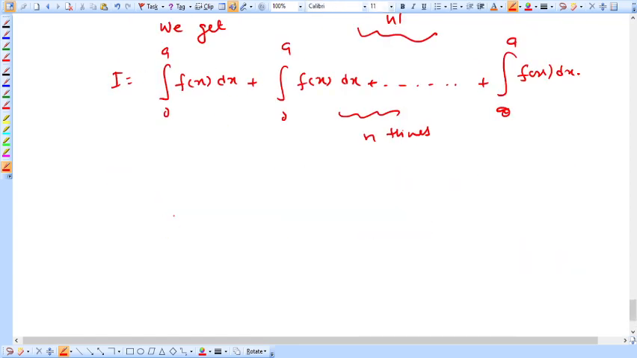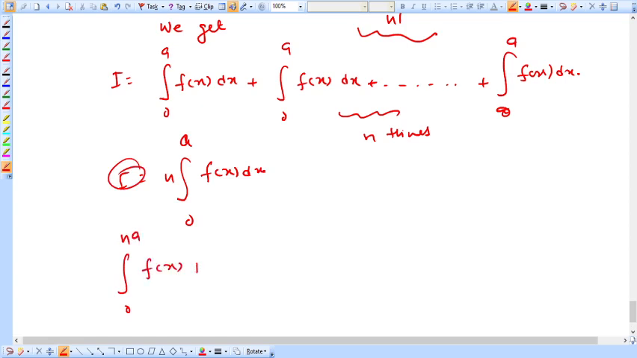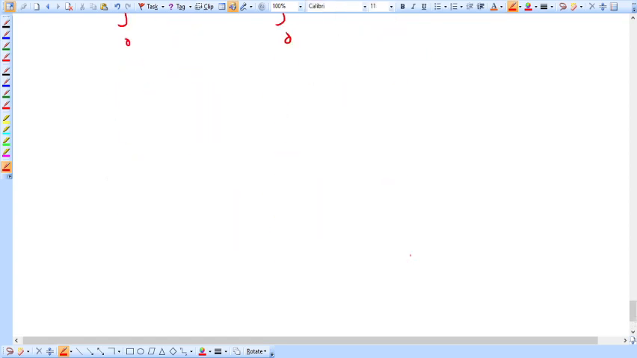So therefore we can write I is equal to n times integral 0 to a of f of x dx. And what is your I? I is integral 0 to n a of f of x, and it is equal to n times integral 0 to a of f of x dx. So this is your 7th property, okay.